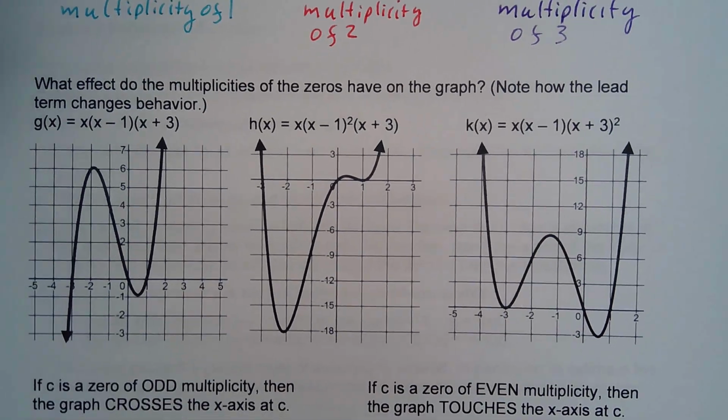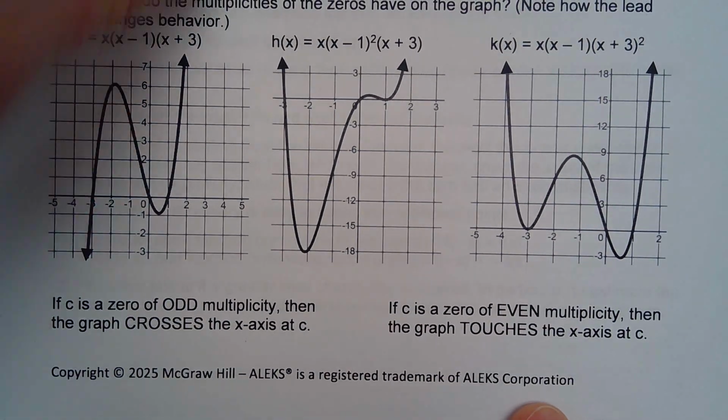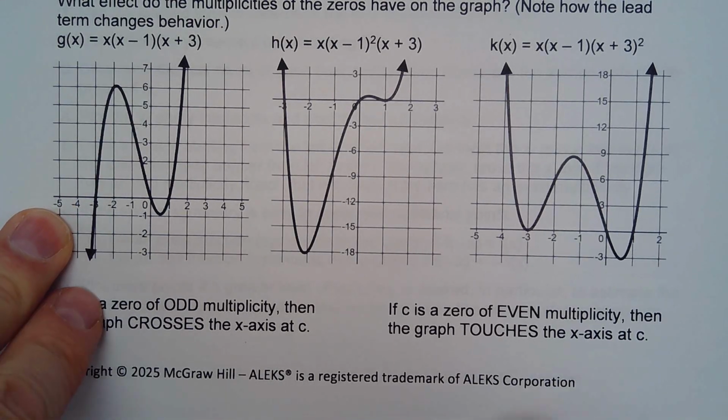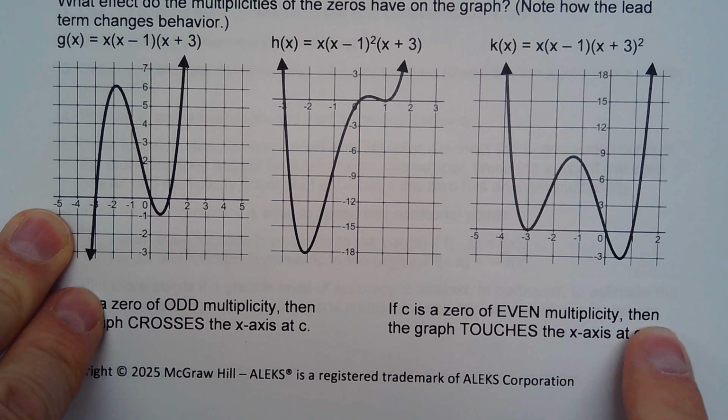So if c is a 0 of odd multiplicity, the graph crosses the x-axis at c. If c is a 0 of even multiplicity, then the graph touches the x-axis at c.